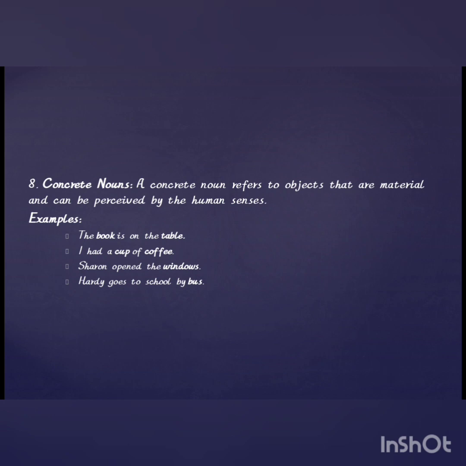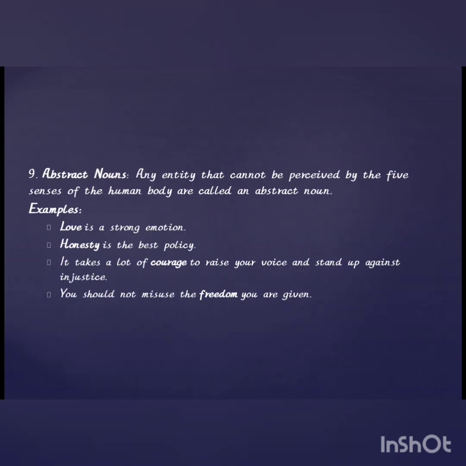Again, look at the following examples. Then comes the abstract noun. An abstract noun is any entity that cannot be perceived by the five senses of the human body, which I could not see, which does not have any physical existence. We could name it an abstract noun. Look at the following examples. Love is a strong emotion. Love, I could just feel love. I could not see, touch or feel love physically; rather, I could just feel it. It is just an emotion.